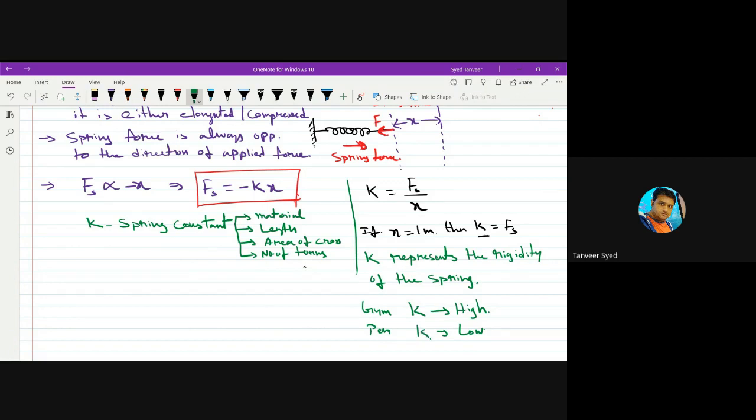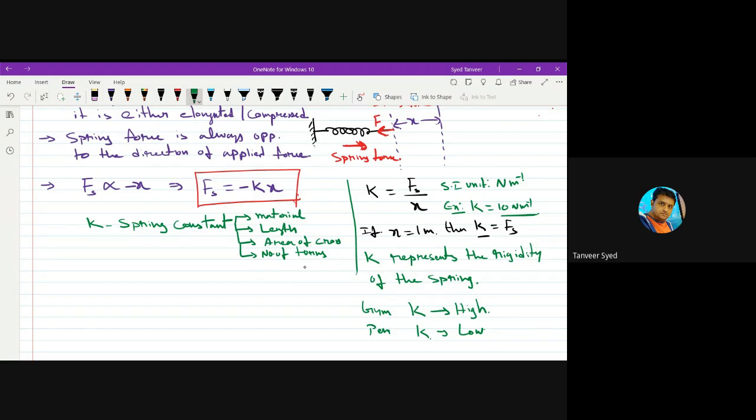So it is force by displacement. What should be its unit? The SI unit of spring constant is Newton per meter. For example, if for some spring its K value is 10 Newton per meter.